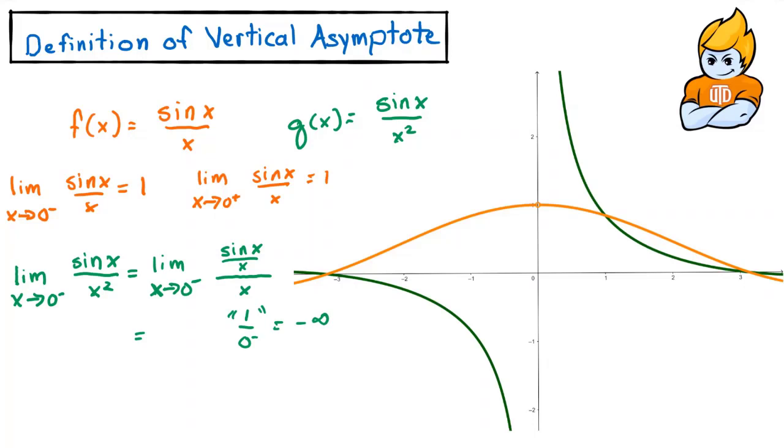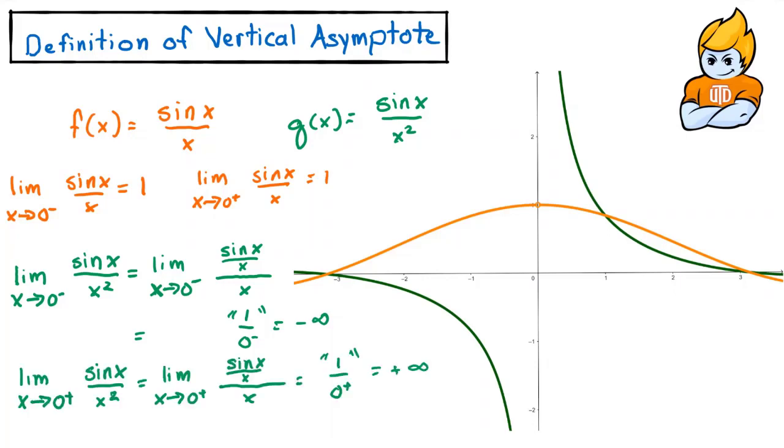Computing the limit of sine x over x squared as x approaches 0 from the left, we find that it's negative infinity. So since at least one of the one-sided limits is infinite, we have a vertical asymptote. We can also compute the limit of sine x over x squared as x approaches 0 from the right, and we get positive infinity. The numerator goes to 1 by our special trig limit. We see that the tools of pre-calculus weren't powerful enough to deal with such functions.